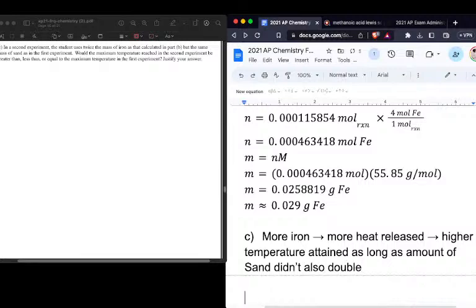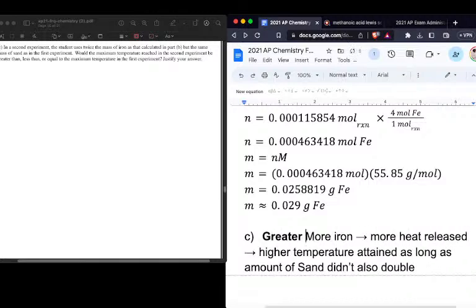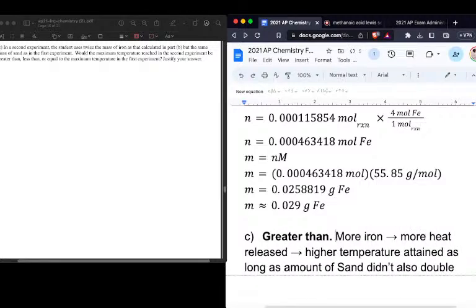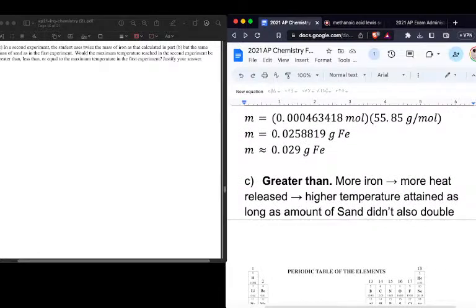If you doubled the amount of surroundings and you doubled the amount of heat, the temperature would have stayed the same. But the amount of sand didn't change, so you're going to get a higher temperature. I almost violated my own rule here. It says, would the maximum temperature be greater than, less than, or equal to? It's good form to just straight up answer what they want right at the beginning. Sometimes you'll get the mark just for that, even if you don't justify it. Nice.